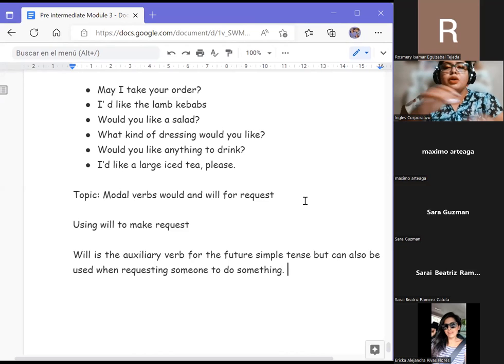So in that case, we're going to use this auxiliary that we use for the future simple to request someone to do something for us. So in that case, we are going to have two uses for this auxiliary. It is important to bear in mind that will is a more casual way of making the request than using the conditional. So in this case, it's saying that when we are using will, it is less formal than the conditional.